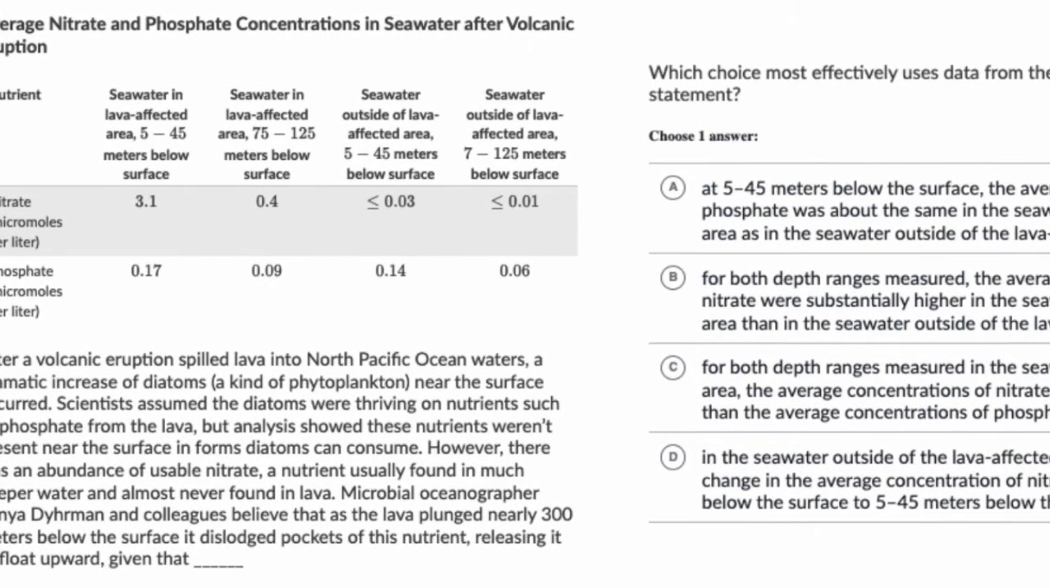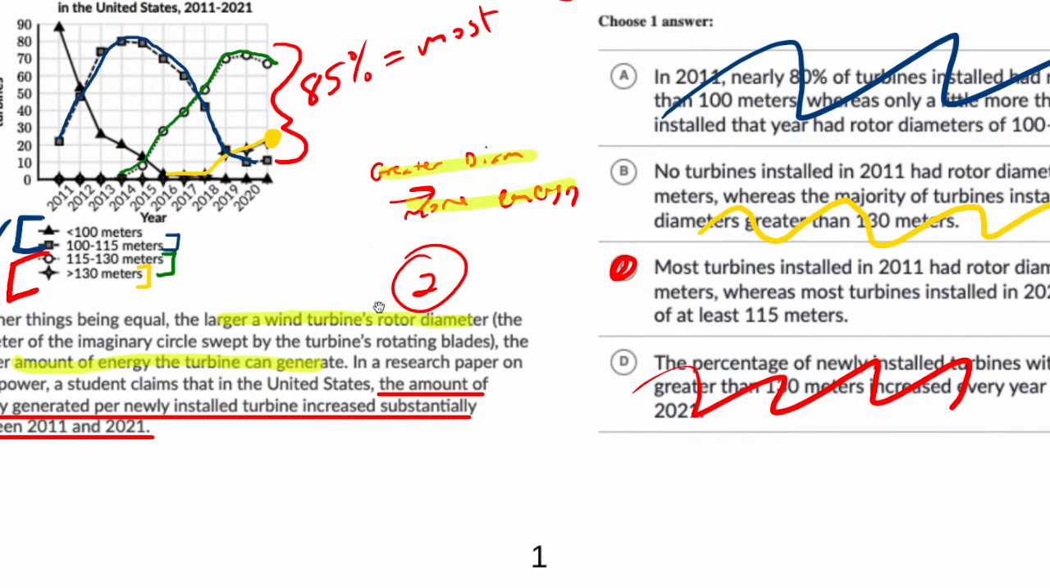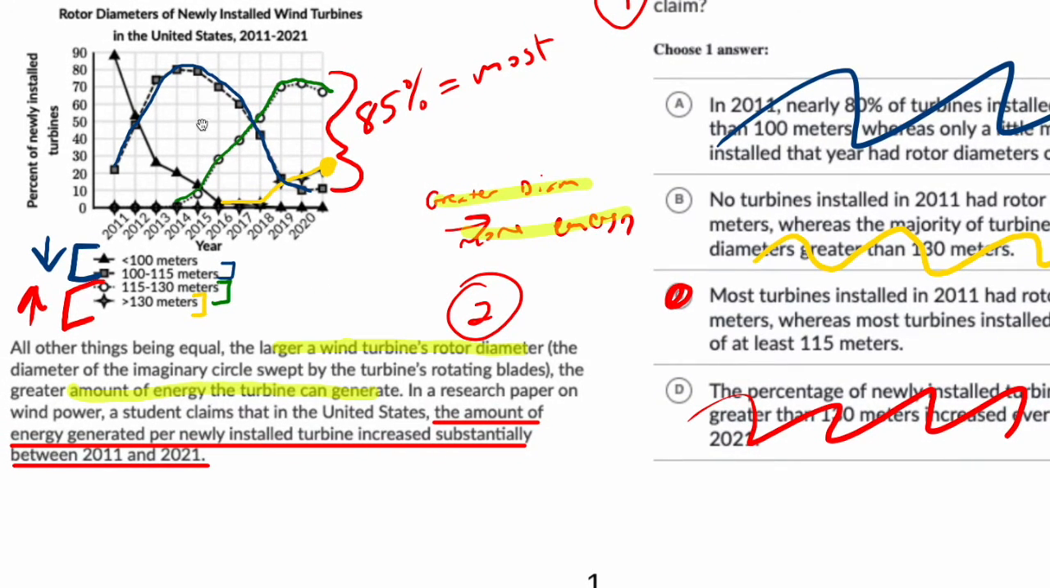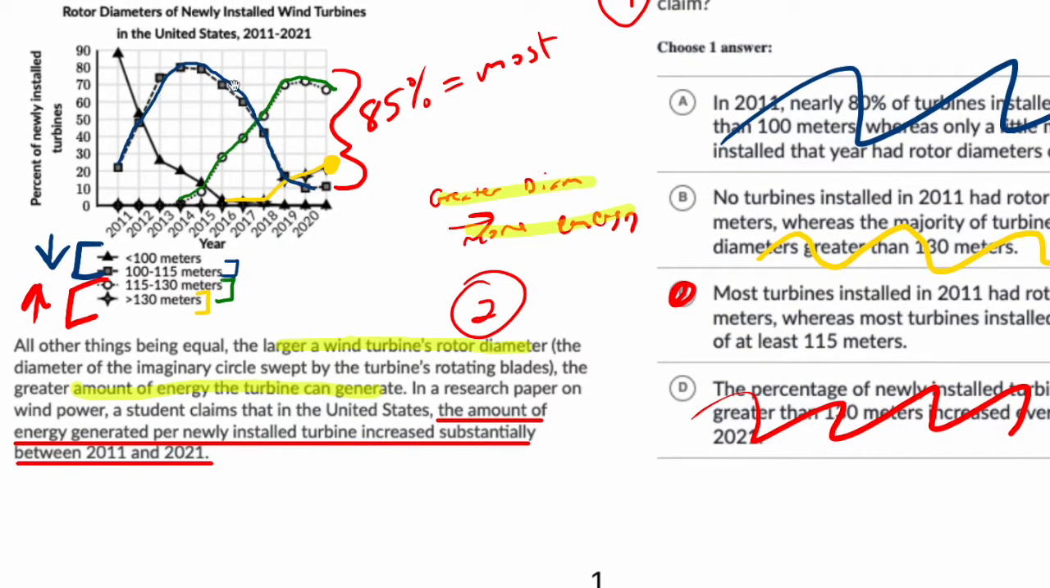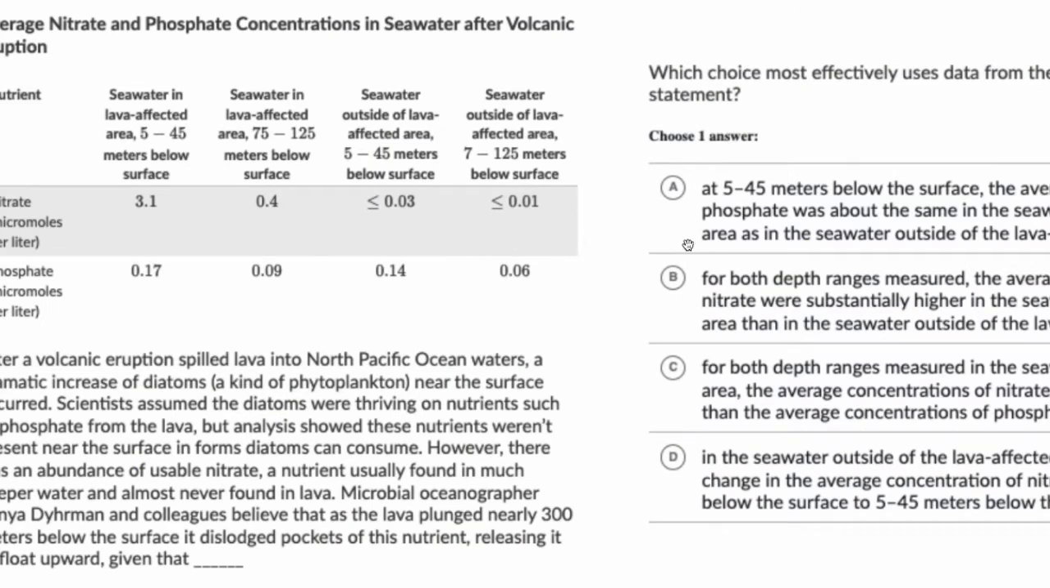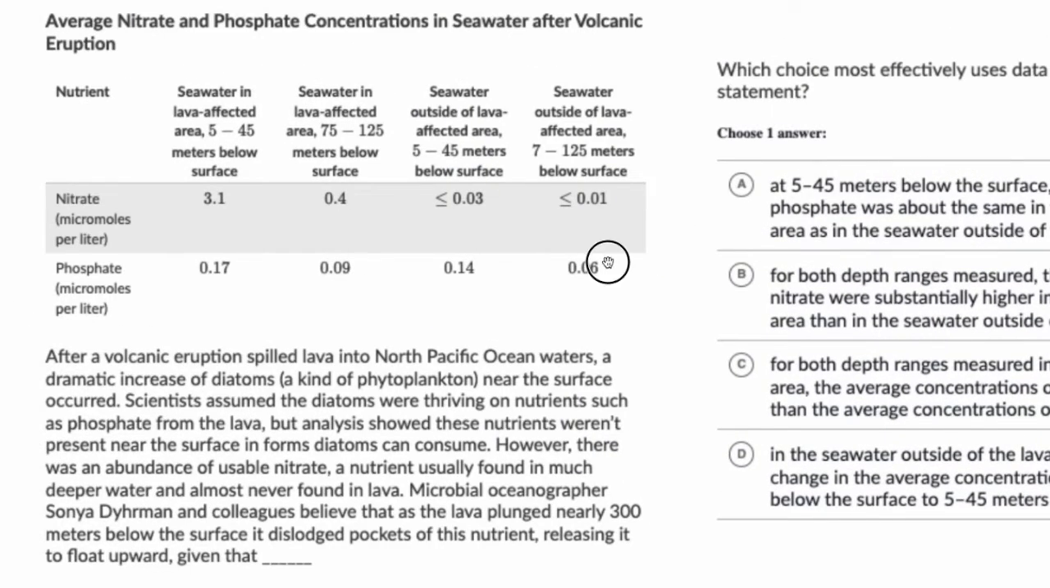So number 2, and I didn't number my steps here, but step 2 is to read the passage. Step 3 is to read the graph or interpret the graph, the table, whatever. And then step 4 is to go to the answers. So it's okay. So data to complete the statement.